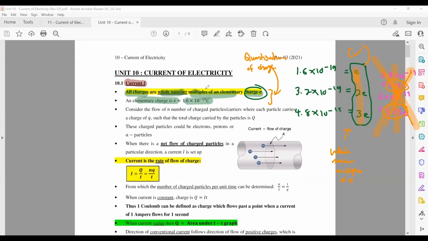Quantization of charge actually just means this. All charges are actually just whole number multiples of an elementary charge. Okay. Now, then we move on to another thing, specifically to current.